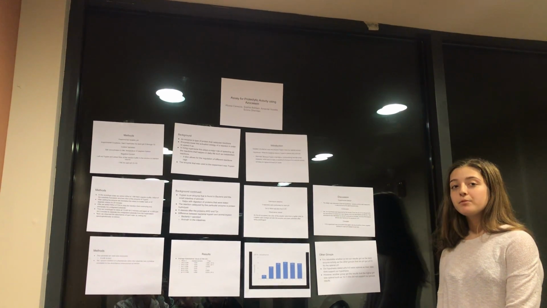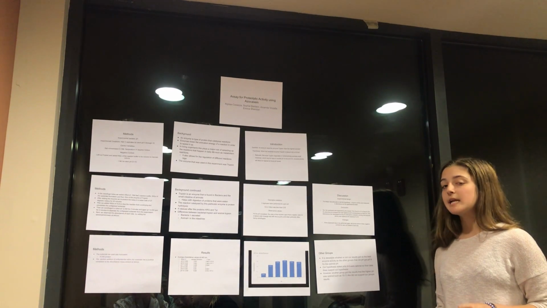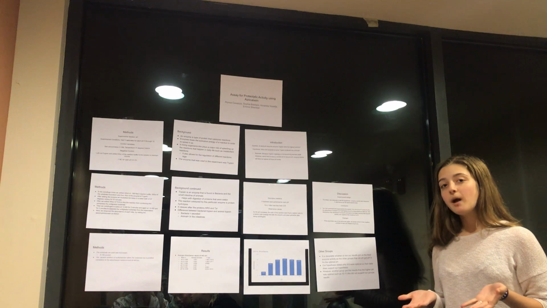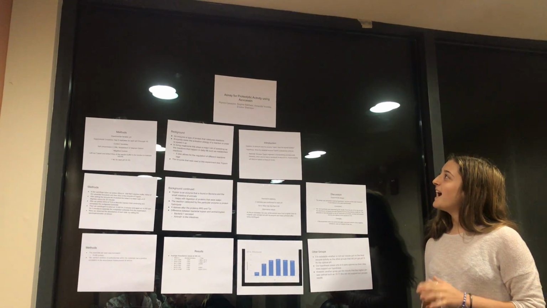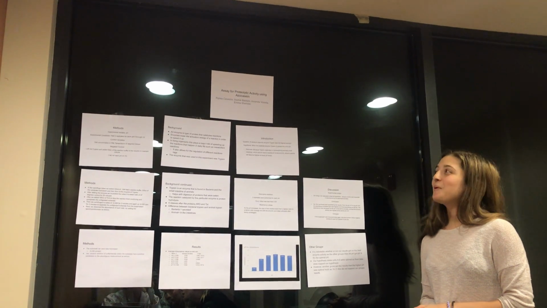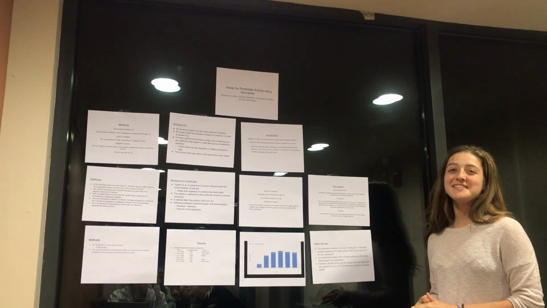However, another group got results ranging from 10 to 11, indicating that they believed that a higher pH would give the best results, and this did not support our group's results. And this is the assay for the proteolytic activity using azocasein.